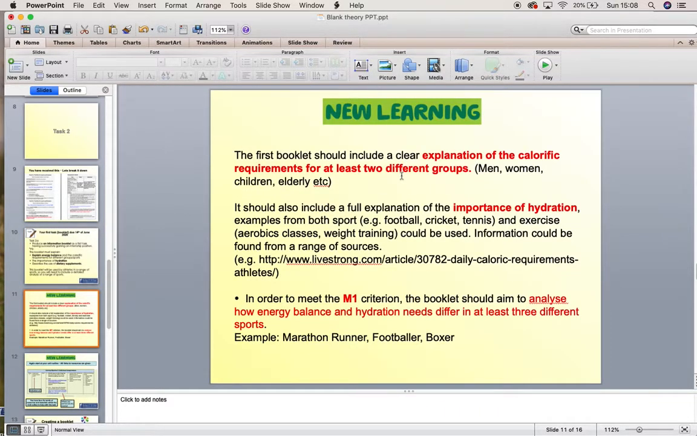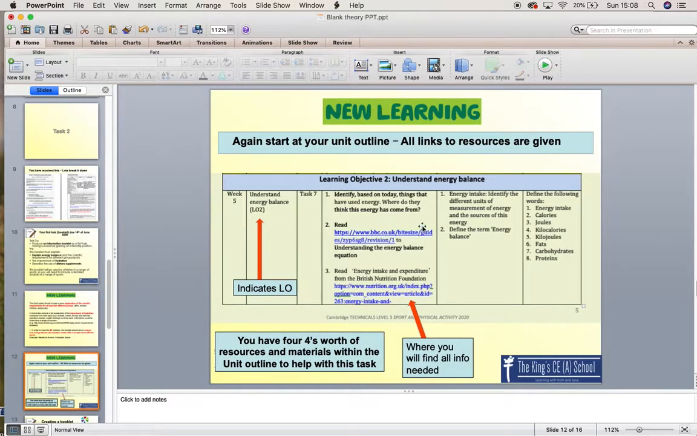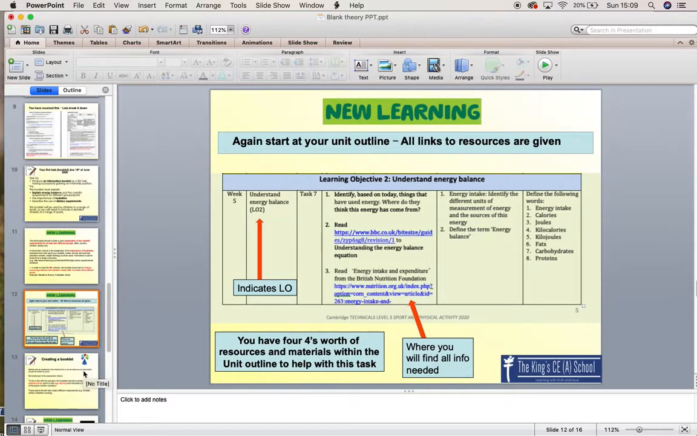Just with the booklets, if I take it that maybe you don't know how to create a booklet, that's okay. So again, for learning objective 2, there are 4 weeks' worth of resources for you. So there's 4 weeks based on LO2. So loads of stuff for you to dig into and take information from.